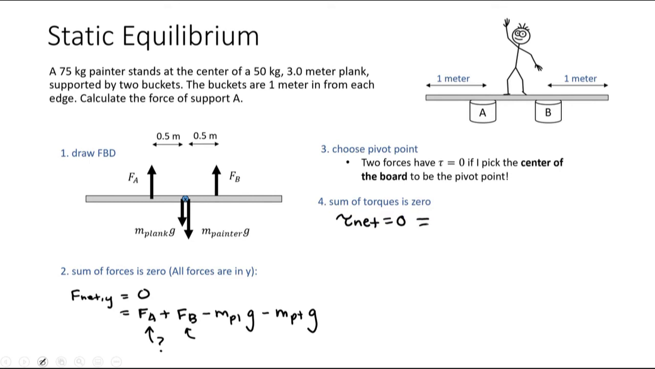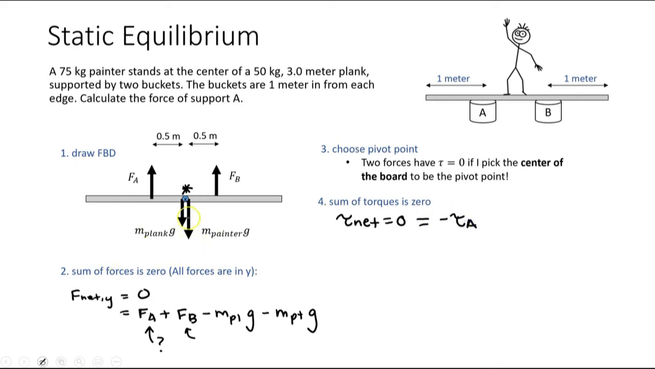So we're going to have 4 torques acting on our plank, and the first thing I like to do is think about the direction of each of the torques. So let's start with FA. FA is pulling up to the left of the pivot. Remember, the pivot is at the center of the plank. And so I would say that that's going to cause a clockwise rotation of the plank. And so FA is going to cause a negative torque. So let's say negative tau A for the torque due to FA.